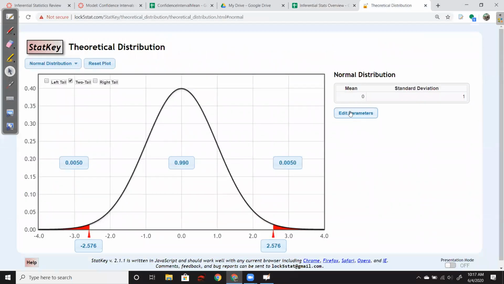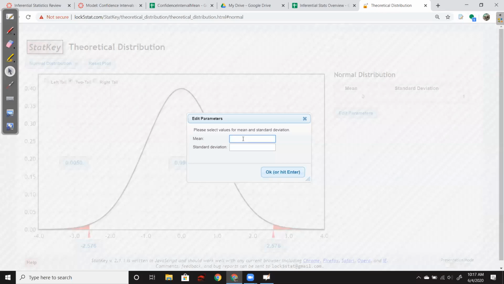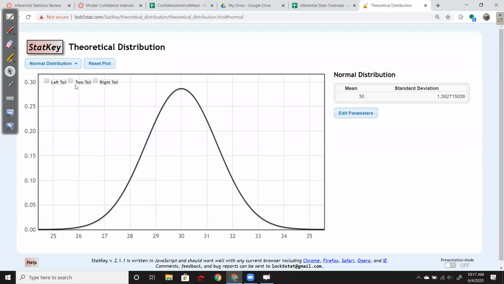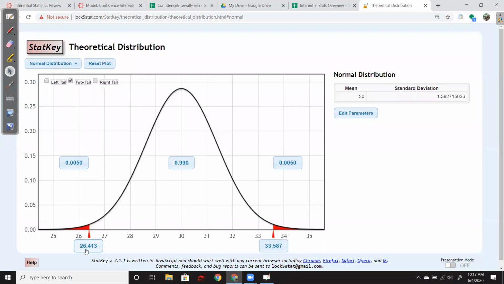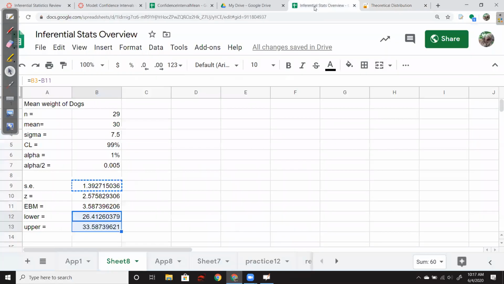So in Statkey, I would have to edit the parameters, put in the correct mean, and our sample had a mean weight of 30, and the sampling distribution was the 7.5 population standard deviation divided by the square root of the sample size, which I had to calculate, and that's about the 1.4 that I had. And then go back and reset that 99% confidence interval. And what I should get here are about the same numbers the spreadsheet gave me. So 26.413 should be the lower, and there's my 26.413 there.